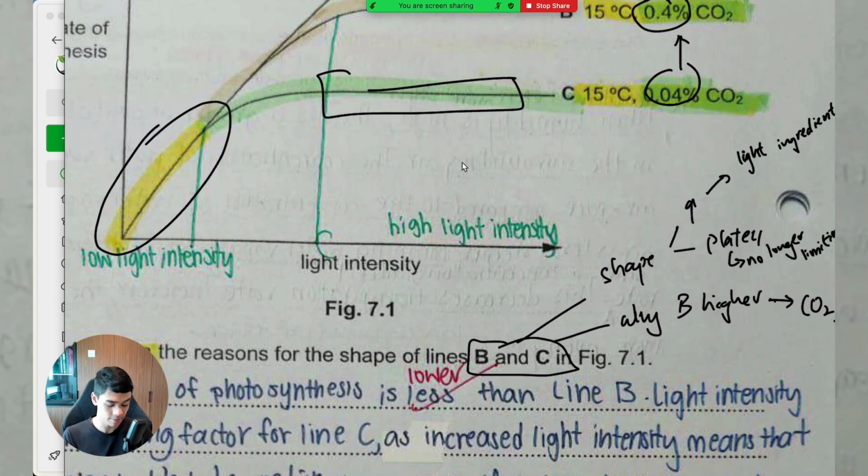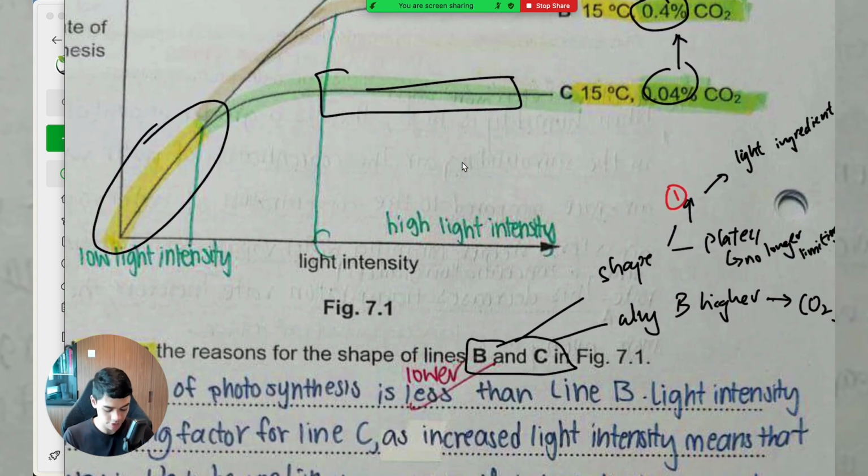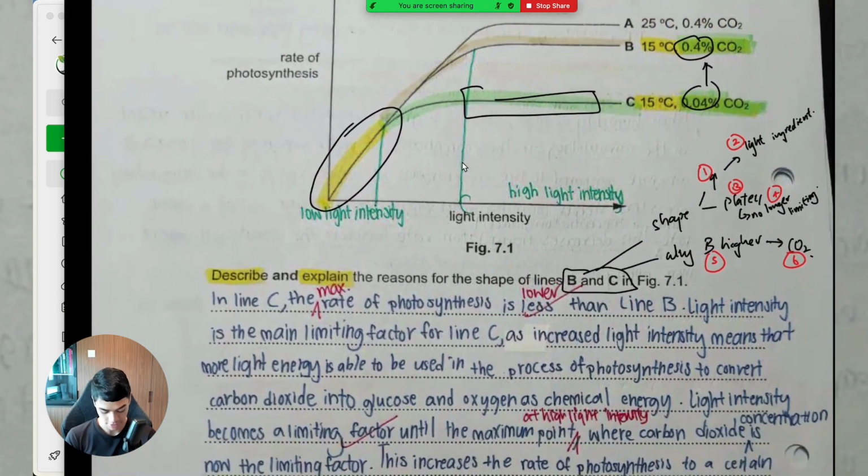So from this I can see my 6 marks already. 1 mark for talking about the shape increase. 2 marks once I explain it. 3 marks for the plateau. And then 4 marks once I explain, which is no longer limiting. 5 marks for why B is higher. 6 marks once I explain that it is because of CO2. And I need to show how CO2 links to photosynthesis. So very nice. I have 6 marks.